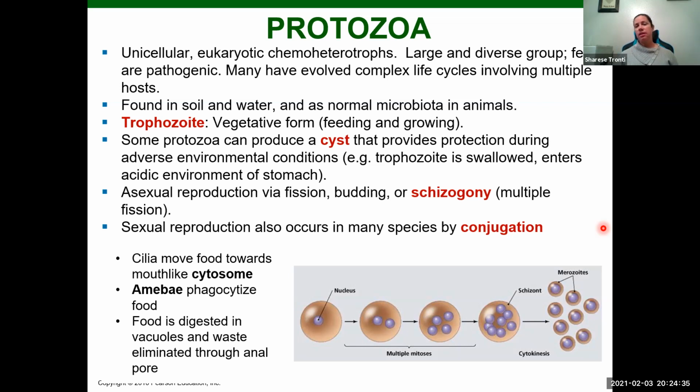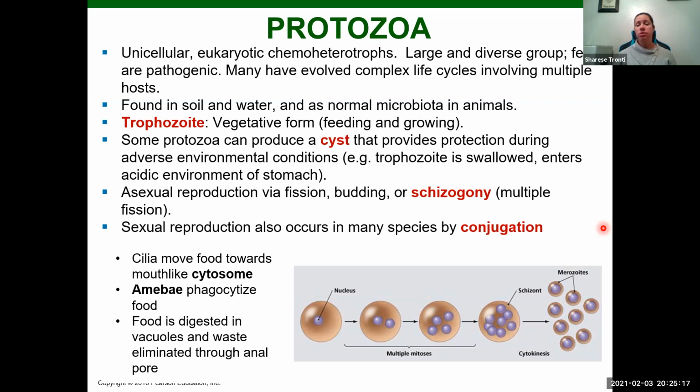Protozoa also have very complex life cycles that may involve multiple hosts. Protozoa can be found in the soil and in water, as well as in the normal microbiota of animals. So that could serve as a reservoir as well. So there's lots of different forms. The first form we're going to talk about is the trophozoite. This is the vegetative form. So this is the healthy, normal form of the cell, and that's called the trophozoite.